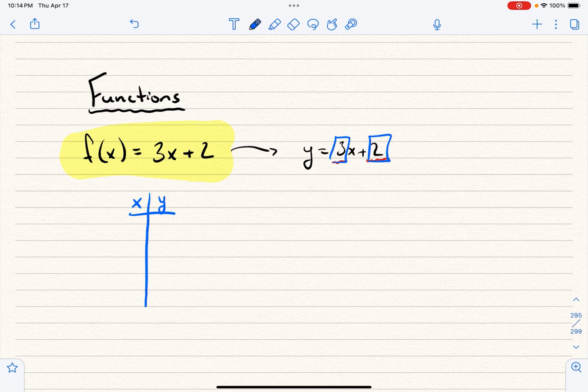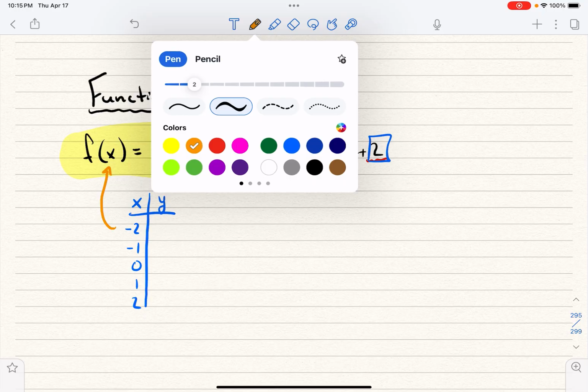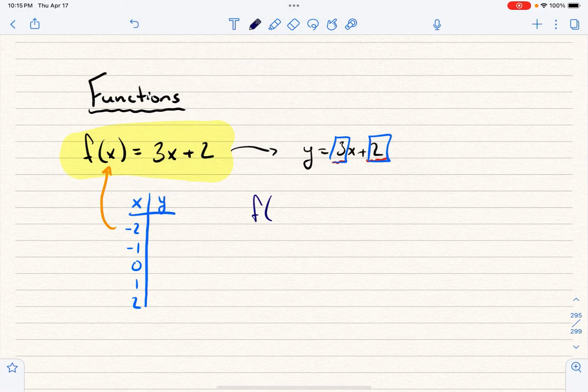And the idea was that we're going to plug in some x values. Maybe we do -2 and -1 and 0 and 1 and 2. We plug in some negatives. It's always a good idea to plug in 0, and then we plug in some positives. And when I say plug them in, what I'm saying is we're going to put those in for the input, for the x.